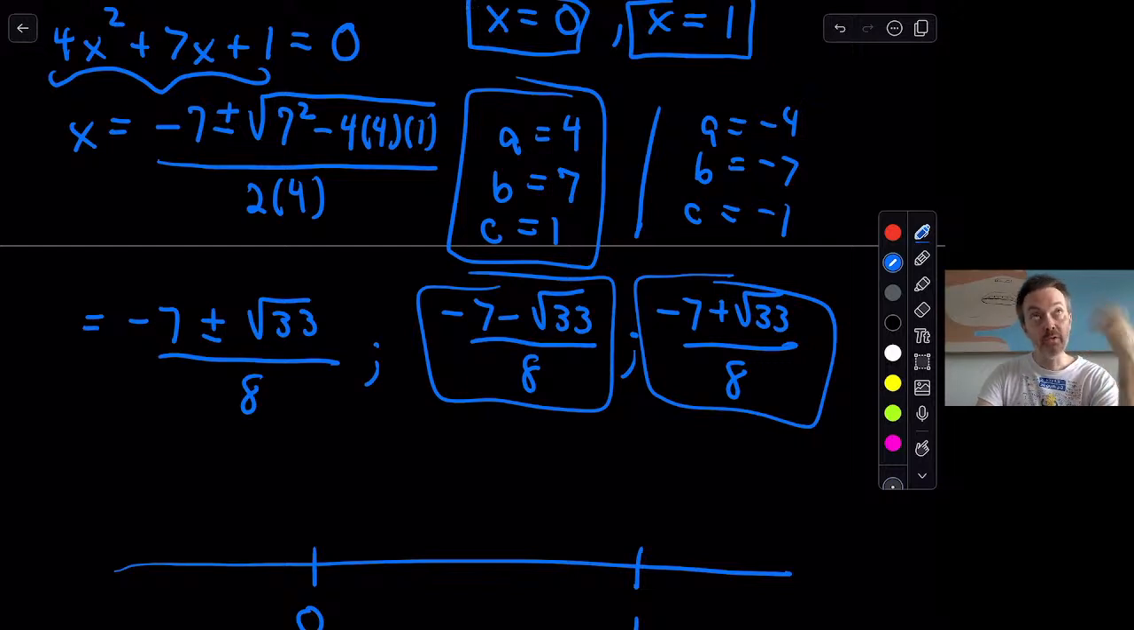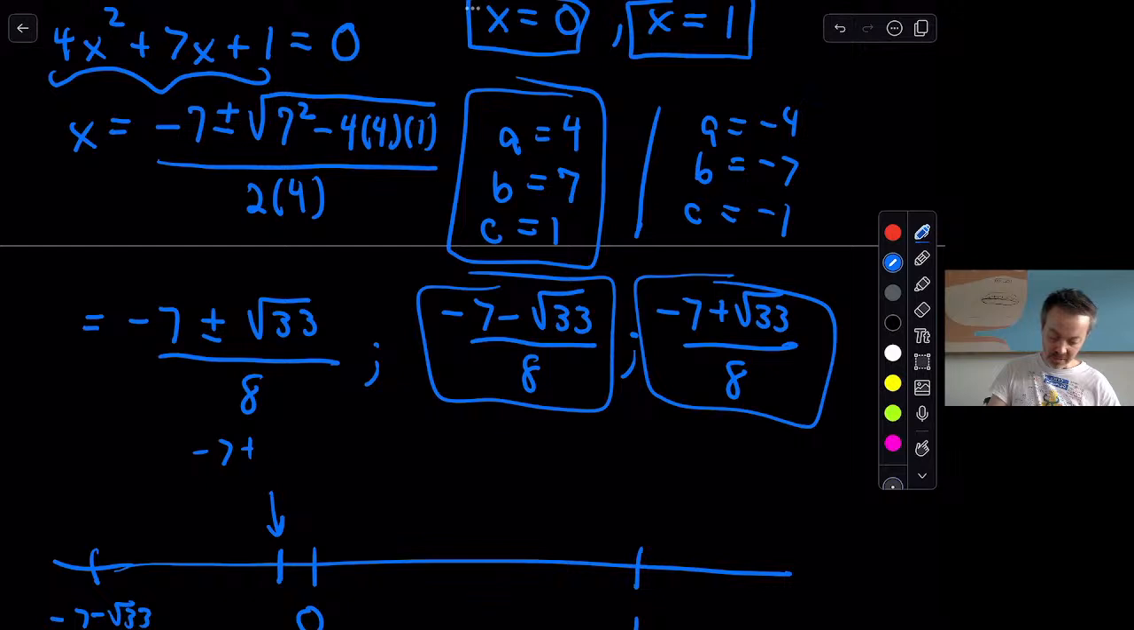Let's see. The square root of 33, the square root of 36 would be 6. So that's -7. What is that? -6. That's definitely going to be, so -7 minus the square root of 33 over 8. That should be over there. -7 plus the square root of 33, that's still going to be a negative number. Square root of 49 would be 7, so that's still too small, so it's still negative. So that would be -7 plus the square root of 33 over 8.